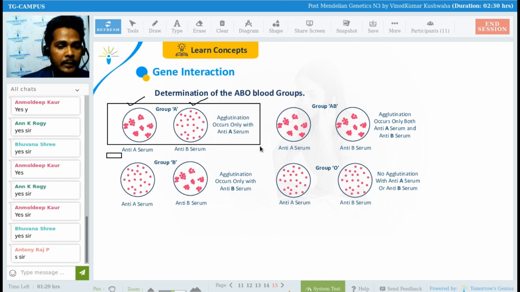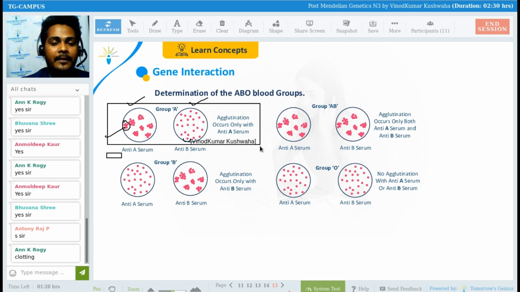You can observe that through your naked eye also, or you can use a microscope. If there is clumping, what does clumping mean? Thick masses of RBC are seen. Agglutination occurs only with anti-serum A, not with anti-serum B. You can see here a thick mass of clump, how the clumping formation takes place, but in the other anti-serum there is no clumping. That means the person has blood group A. It is detected as blood group A. Clear?